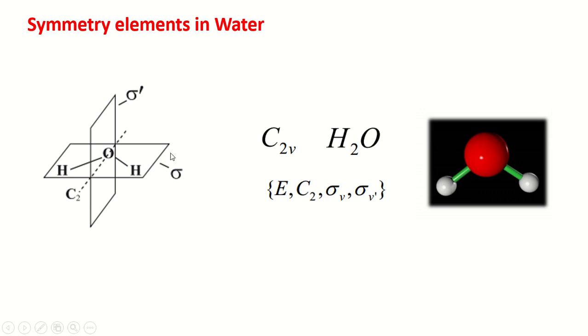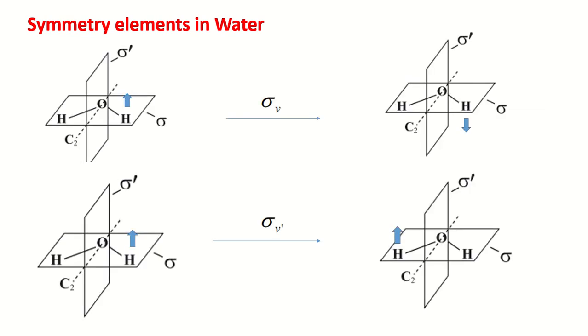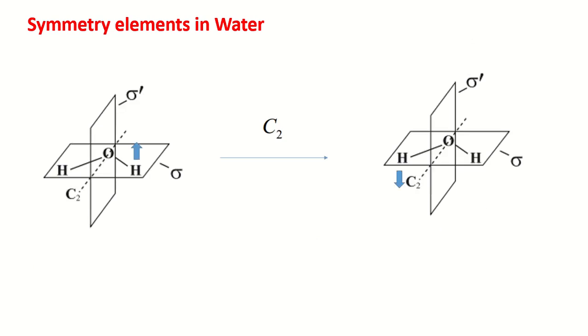For example, this is the sigma and this is the sigma dash, and this is the C2 axis of rotation for the water molecule. For our easiness, I have drawn an arrow to completely describe the symmetry operations and the product of symmetry operations in the water molecule. It is quite easy to learn in this way.